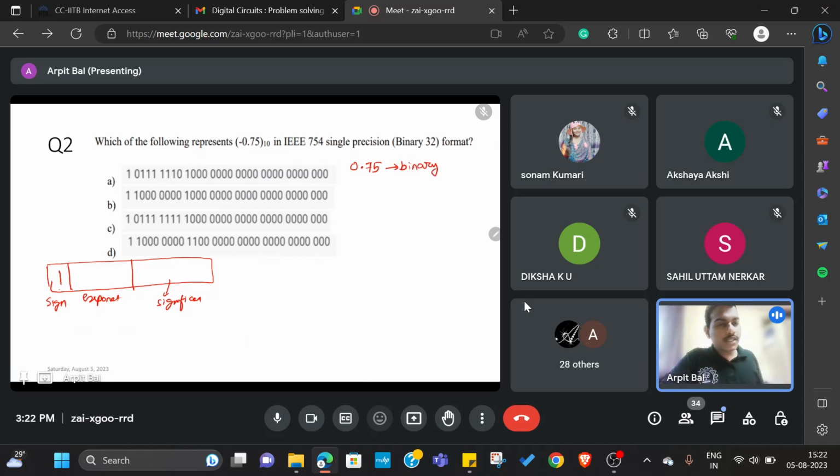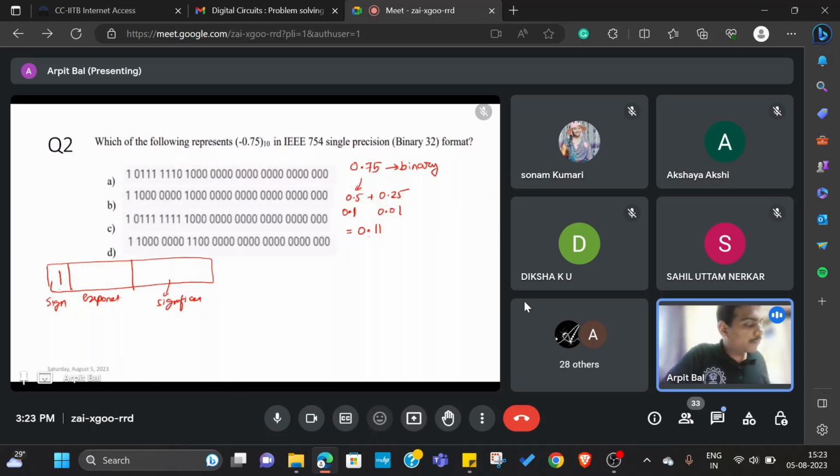0.75 can be written as 0.5 plus 0.25. Here you can either go by the multiplication method, multiplying by 2 and finding the bits, but in this case it is clearly visible that it is 0.5 plus 0.25. 0.5 in binary is 0.1, that is 2 to the power minus 1, and 0.25 in binary is 0.01, or 2 to the power minus 2. So 0.75 is basically 0.11.